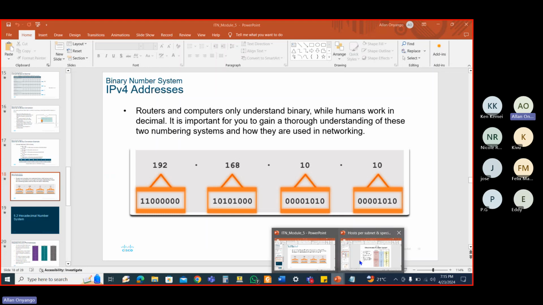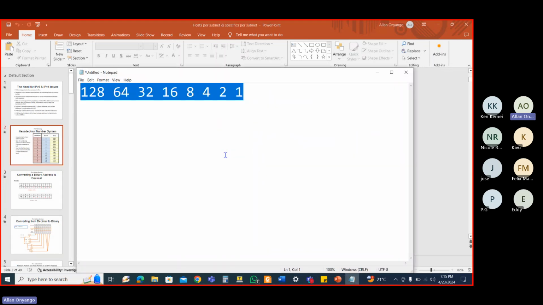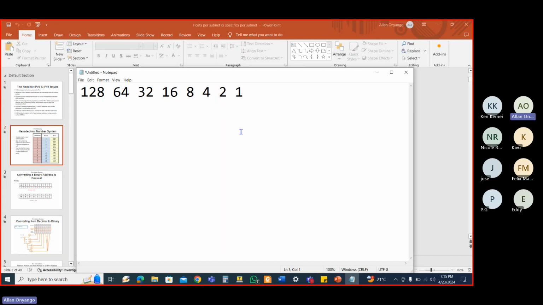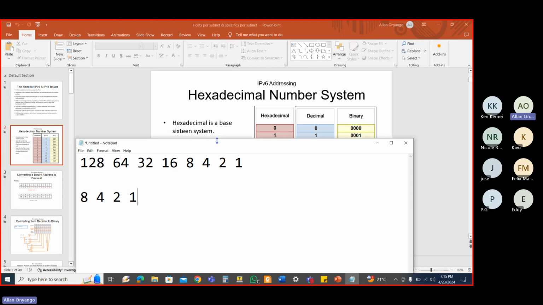So I want you to check something out here on my notepad. In the previous one, we were using numbers 1, 2, 4, 8, 16, 32, 64, 128. The next one is even very simple, because in the next one, we'll only use 8421. Are we together? Instead of having 1, 2, 4, 8, 16, 32, 64, 128, we're only going to have 8421. And for example, check this out.